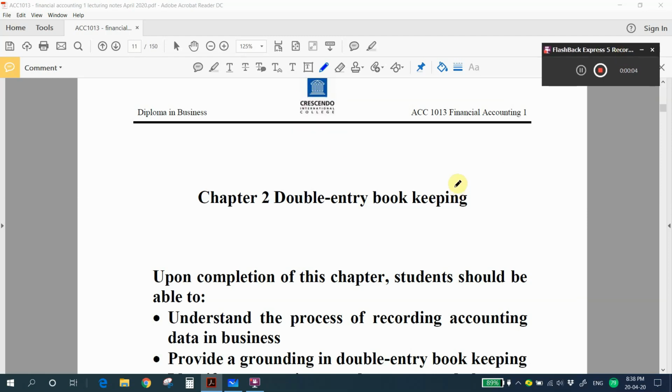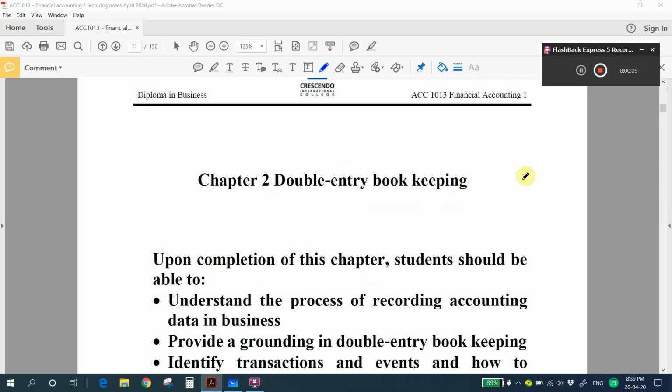I'm your lecturer in Financial Accounting 1. So today we are going to learn the double entry bookkeeping system.